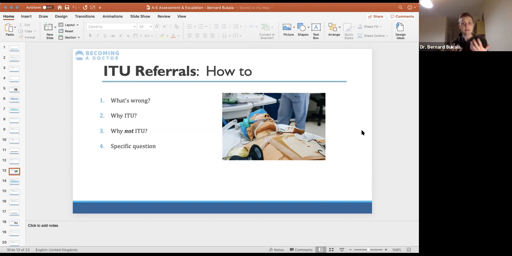And then lastly, and most importantly, what is your specific question? Do you want advice? Do you want ITU to come and review? Do you want ITU to take them? Do you want ITU to come and secure the airway? You need to tell them. So that's your ITU referral.